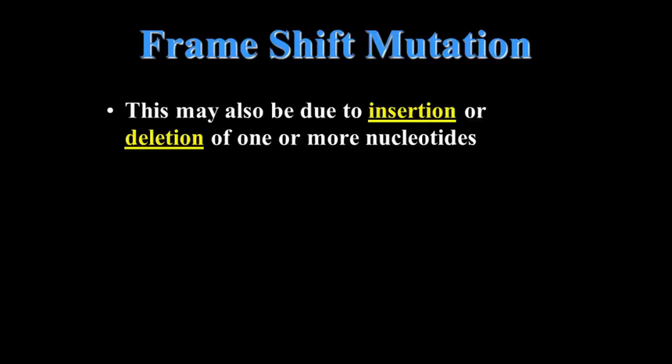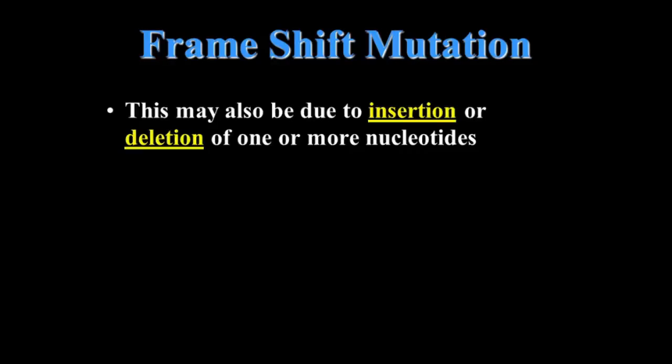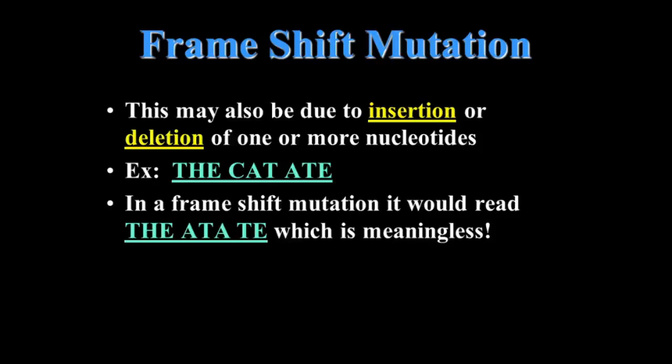This may also be due to the insertion or deletion of one or more nucleotides, not only nitrogenous bases. For example, the sentence "the cat ate". In a frame shift mutation it would read differently: here this C has been deleted, so what will be the reading? The change starts from here, the next base triplet is ATA and T is left free, which is meaningless. The original line contains a meaning. Which letter was deleted? The letter was C.